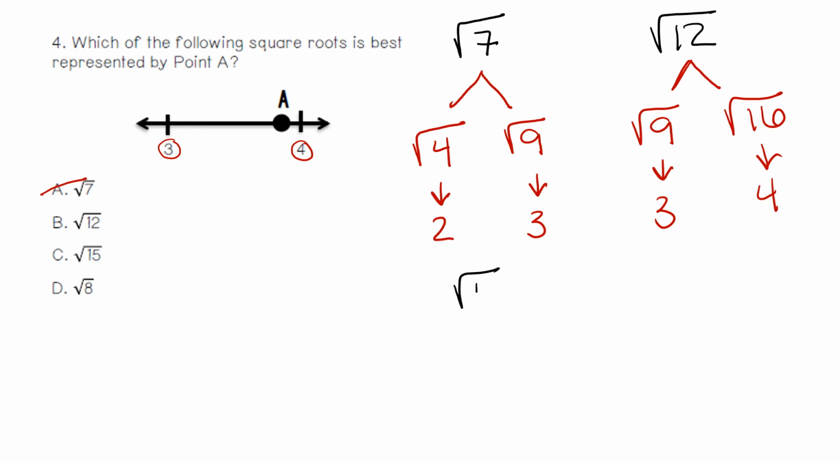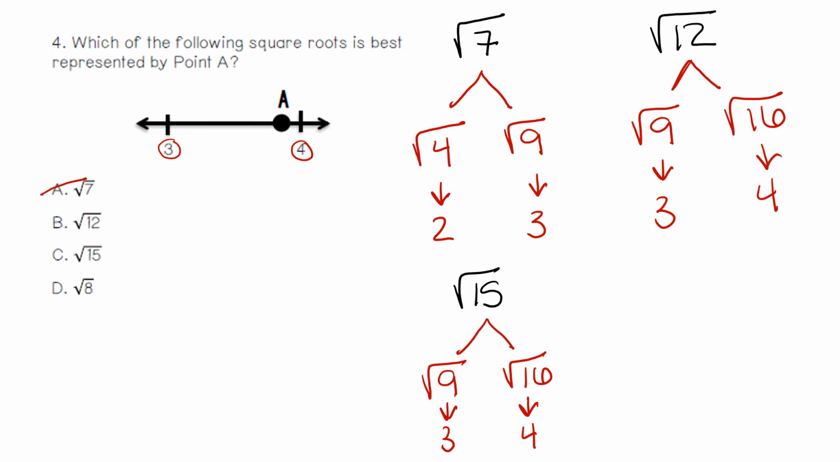Letter C gives us the square root of 15. We can break 15 apart into a smaller square root, which is 9, 3 times 3, and a larger square root, which is 16, which is 4 times 4. C is also a possible answer choice.